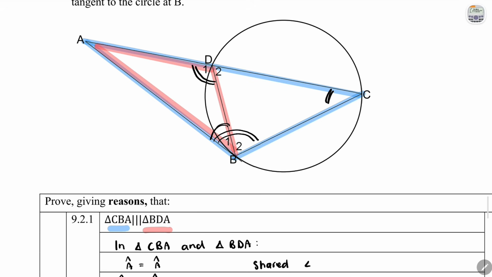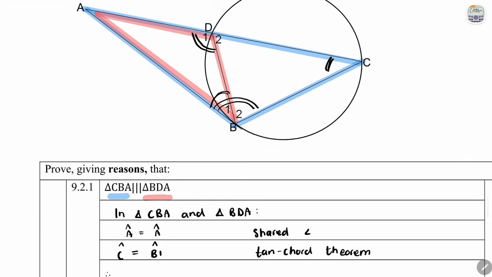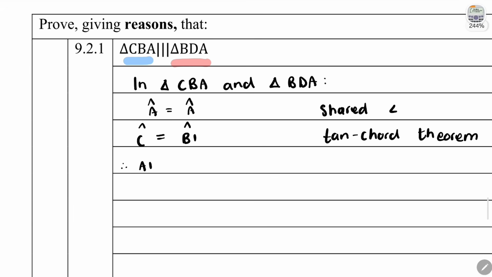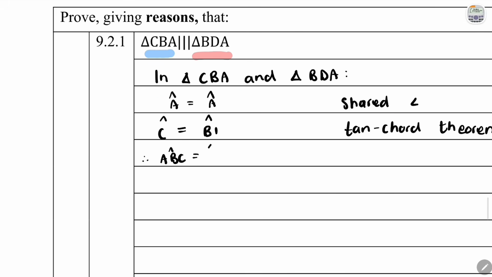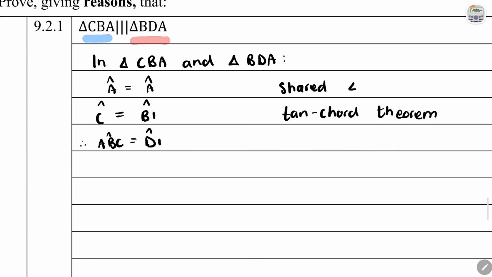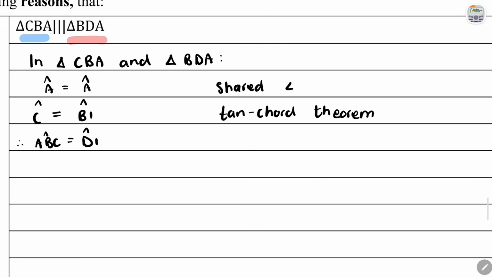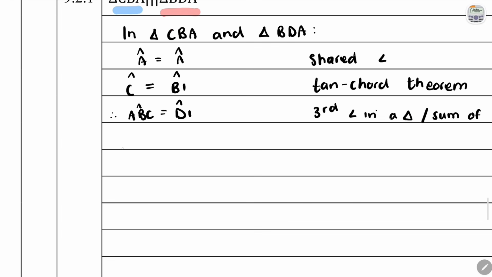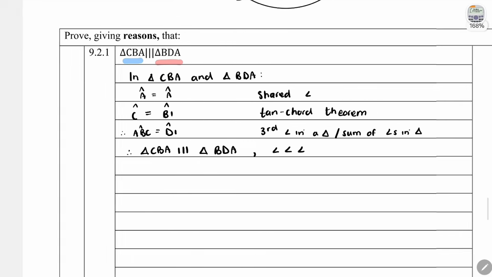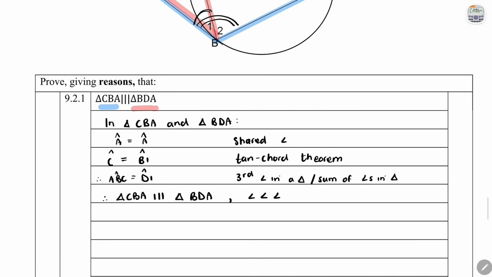Okay, so it means that we can just call this angle ABC. So therefore, angle ABC is equal to angle D1. And you can either say third angle in a triangle or the sum of angles in a triangle. Okay, so now that we have that, we can finally conclude that triangle CBA is indeed similar to triangle BDA because we have 3 sets of equal angles in each triangle. And that is our answer.